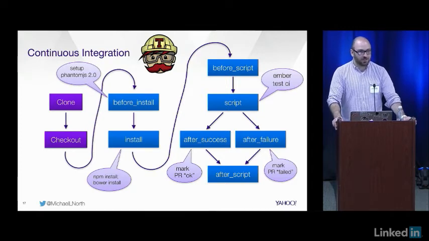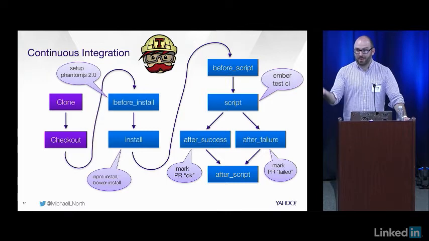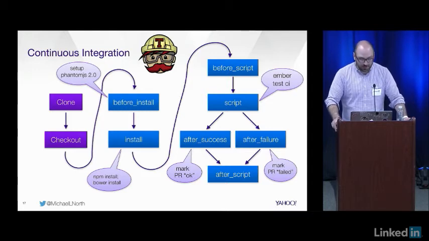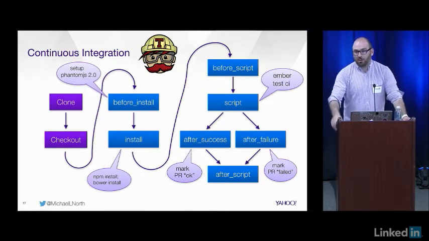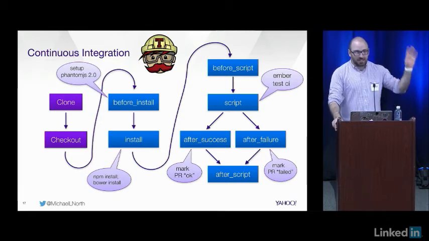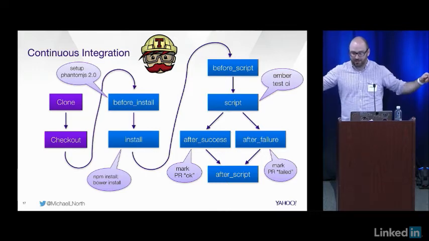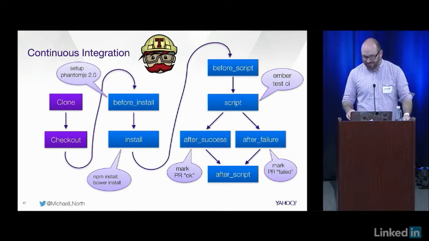So before install, Phantom.js 2.0 is available on Travis, but it's not the default. So you have to add something to path in order for that to be what is first resolved. That's a great thing to put in before install, before you start doing anything. Install by default does npm install and bower install, and if you're using Ember CLI, it's also turning off the little spinny cursor so that it doesn't pollute the hell out of your log files. Before script runs immediately before your tests start to run. Script is actually the act of running the tests. Then you have hooks for success and failure, and then finally, a finally.